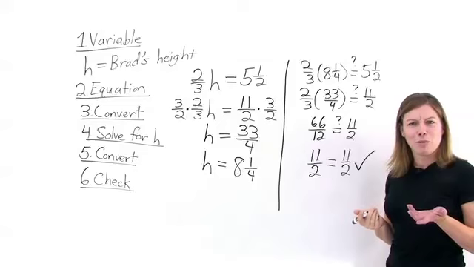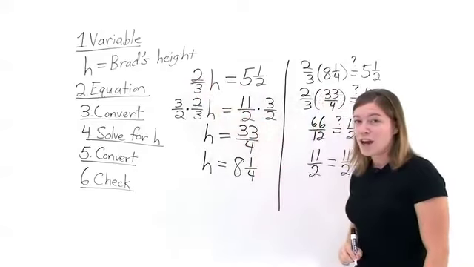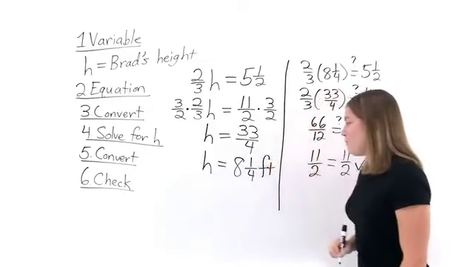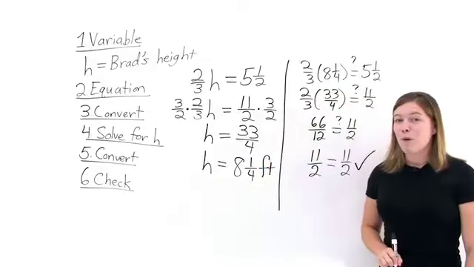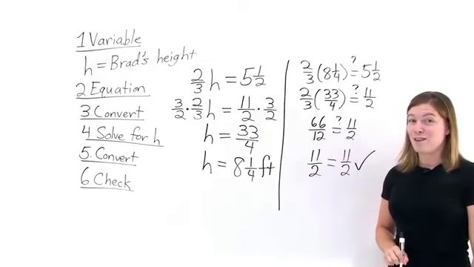Well, 8 1/4 what? Remember, h is height, and since we're talking about height, we have to label it. So we label it with feet. That means that Brad is 8 1/4 feet tall. Wow, Brad is a pretty tall guy.